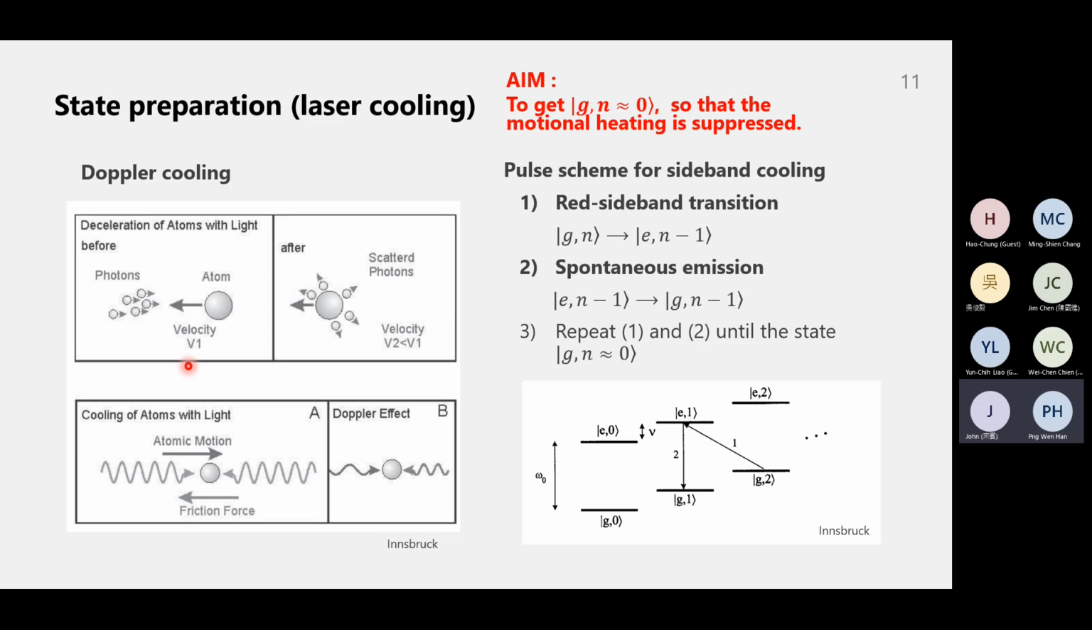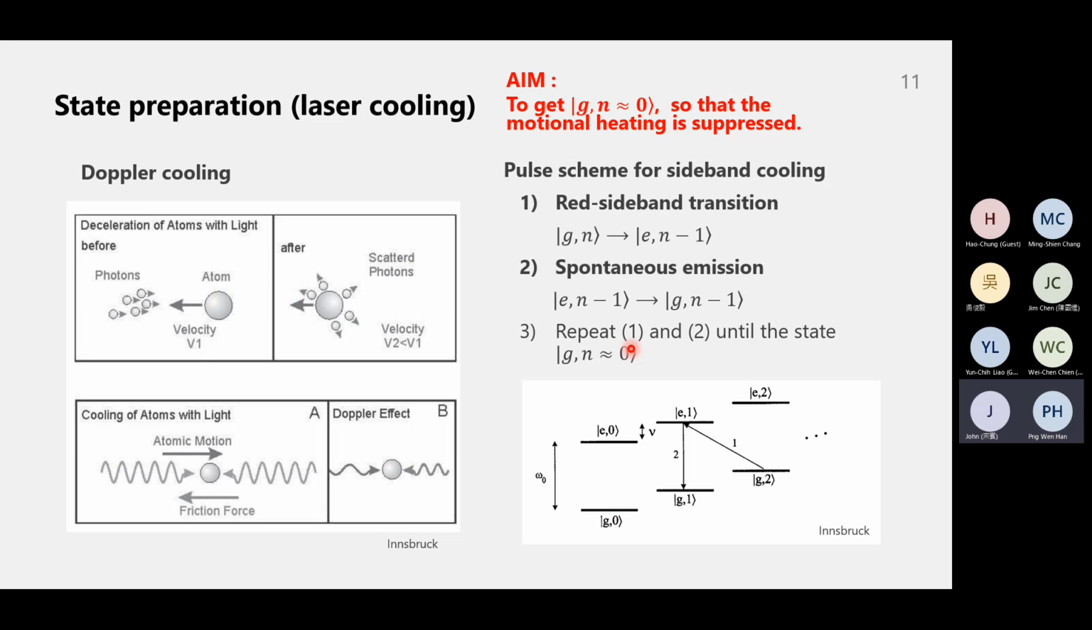This actually uses the sideband transitions I have explained to you. First, we apply the red sideband transitions. This will make you lose a phonon. And then we wait for the spontaneous emission for the E state to drop to the ground state. And we repeat the process. You go from G1 to E0, then wait for spontaneous emission and drop to the G0 state. And this is how we do sideband cooling. Actually, there are many kinds of cooling, but today I will just focus on two.